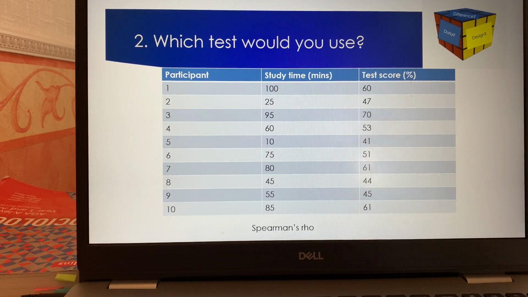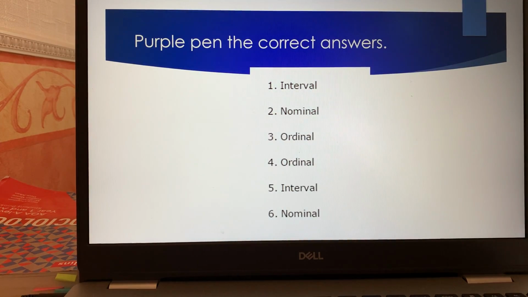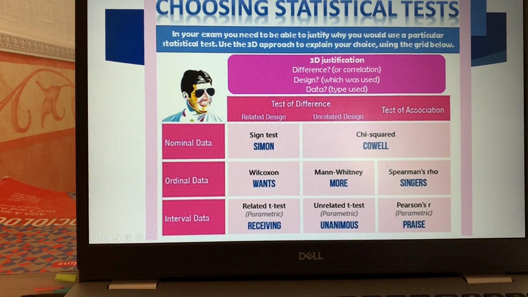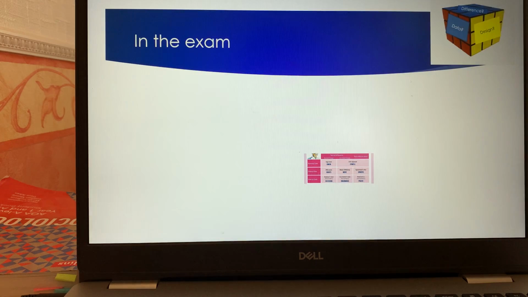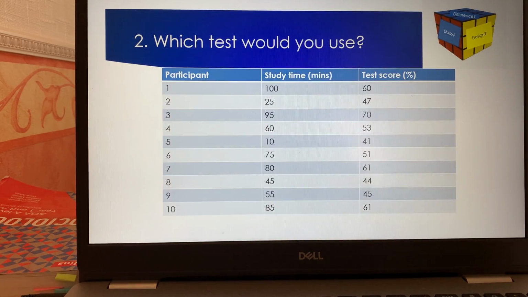So weirdly, this one's a Spearman's rho. Why is that a Spearman's rho? Well, we'll go back and look at what we need for a Spearman's rho. Ordinal data again, because we're going to look at their scores and rank those scores, but it's a test of association, not a test of difference, because we're associating how long they took on it to how well they did, which kind of is shown in the results, isn't it? 95 minutes, 70% score. 80 minutes, 61% score. 10 minutes, 41. Okay, so there's a correlation between those two things.